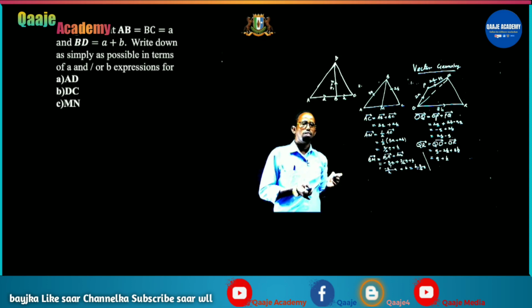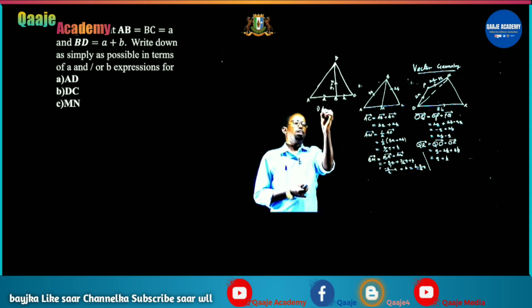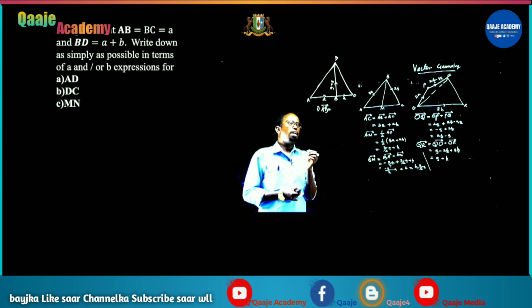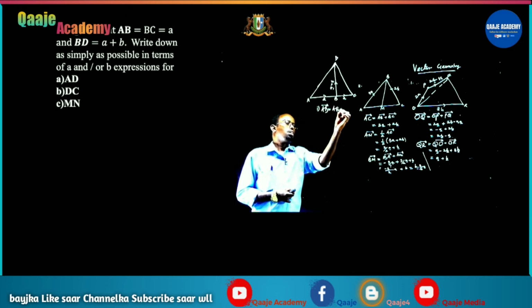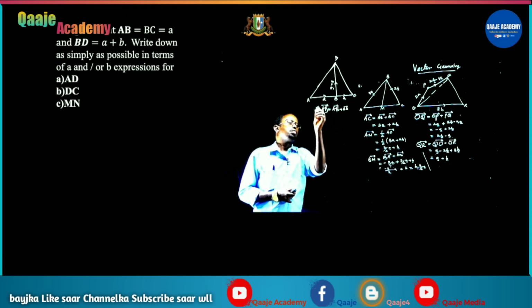The question is, express in terms of A and B, AD. AD, this distance will be equal to AB plus BD. AB is A. BD is A plus B. So the answer will be 2A plus B.